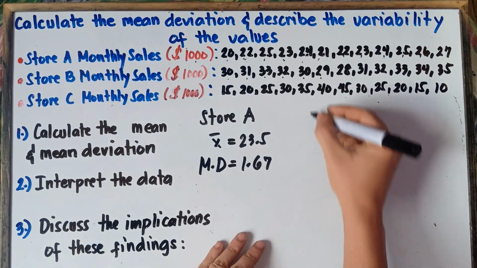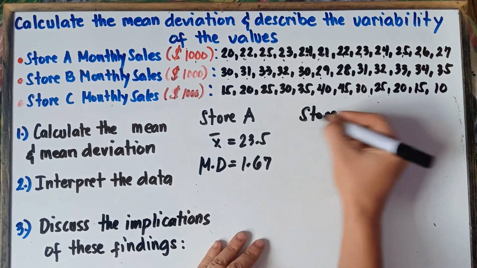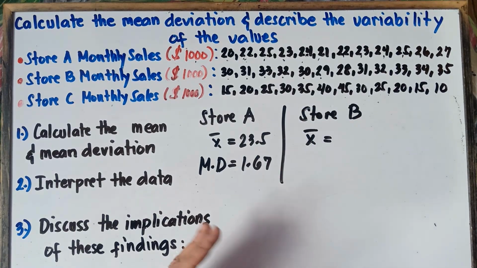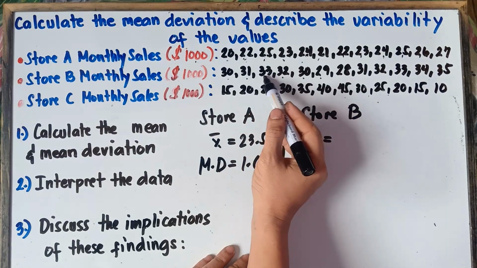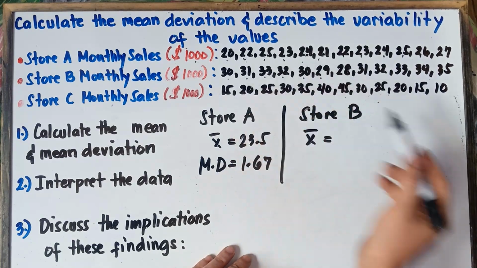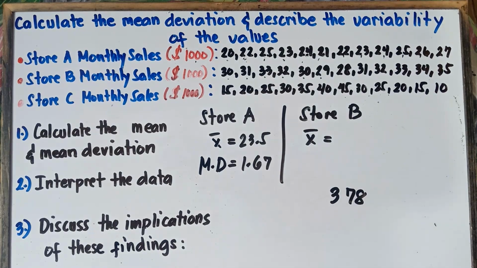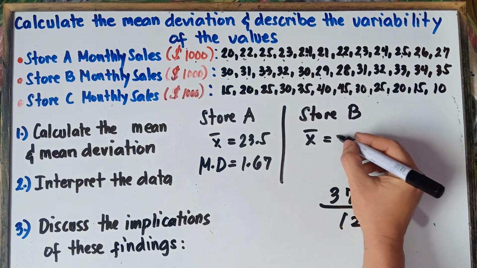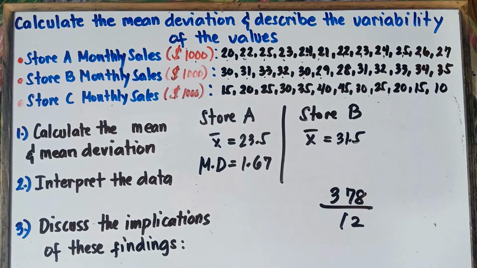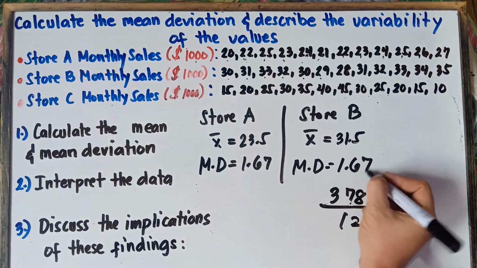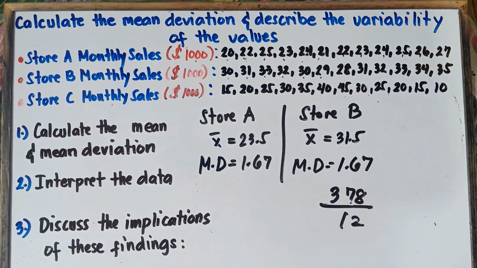Alright, and then for store B, the mean is equal to, if you add 30 plus 31 plus 33 plus 32 plus 30 and so on, the answer is 378. Then you divide it by 12 and the mean is equal to 31.5. And then the mean deviation will be equal to 1.67. Therefore, they have the same mean deviation as store A.